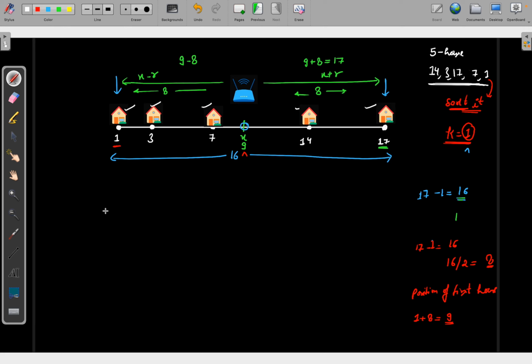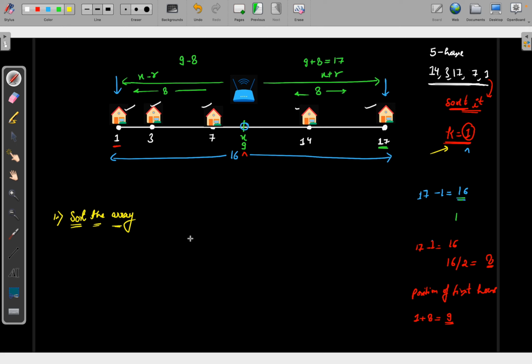So if I talk about some of the observations that we got from this sample input, the first one is that we need to sort the array. If I want to find out which house is at the far left and which house is at the far right, I need to sort the array. So this was the specific case when the router is only one.